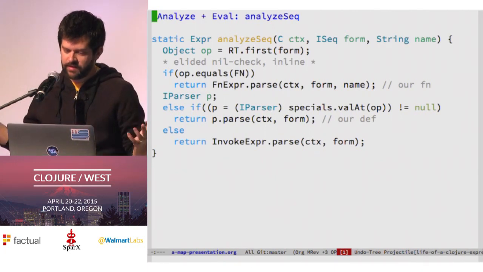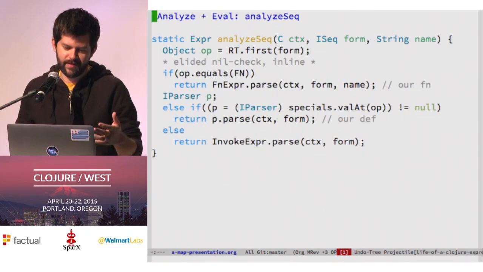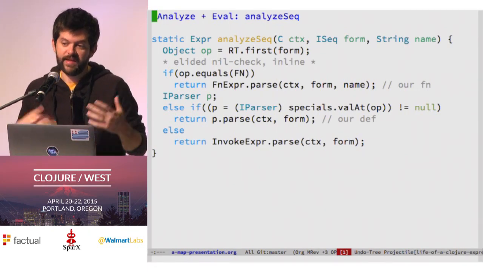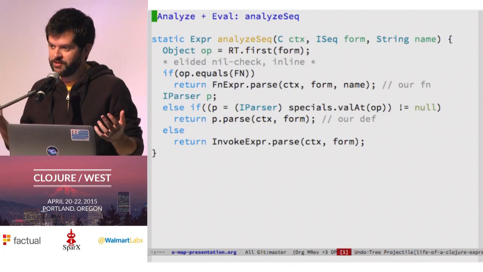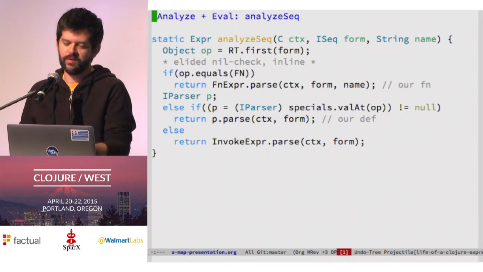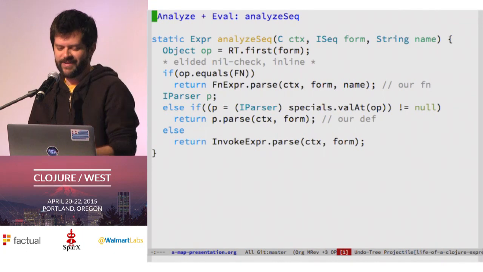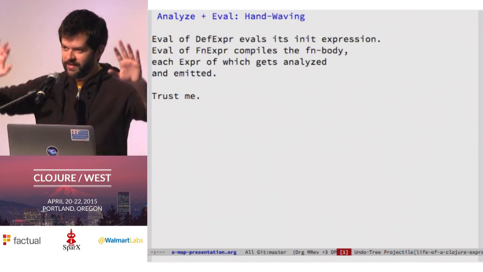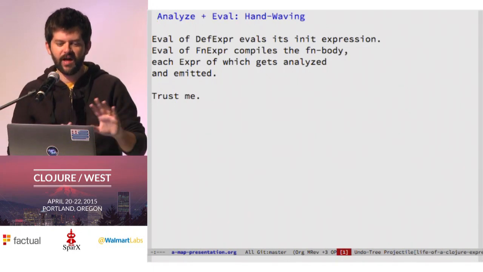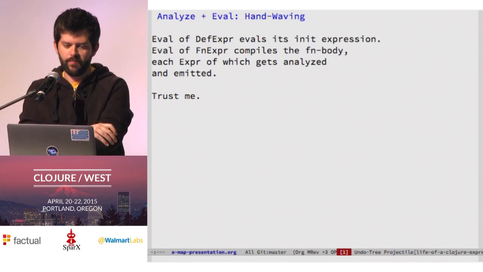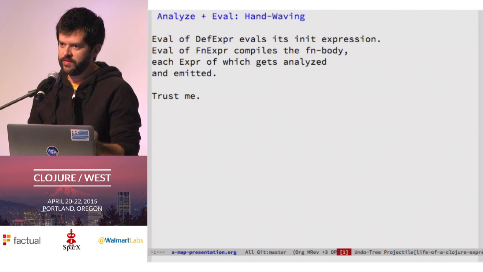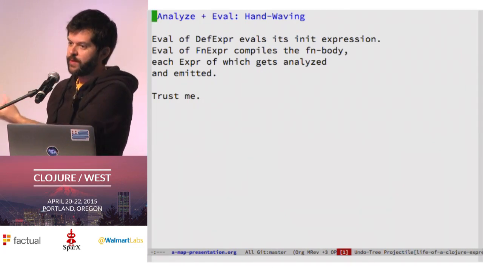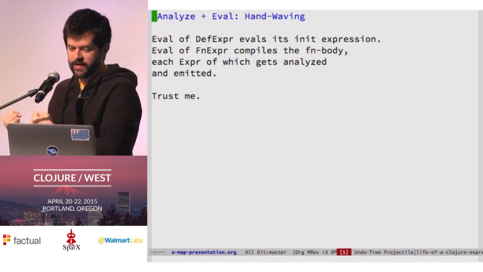And then finally, if it wasn't a special form, it wasn't the fn special form, it wasn't one of the other special forms that has an IParser, then I guess that must be a function you're calling. So you get an InvokeExpr, and we parse that. We're also not going to delve into that. This is where I wave my hands and say, okay, there's a lot of code that we're not going to look at today, but you'll recall that the pattern was we analyze a form, we get back an expr, we call eval on that expr.